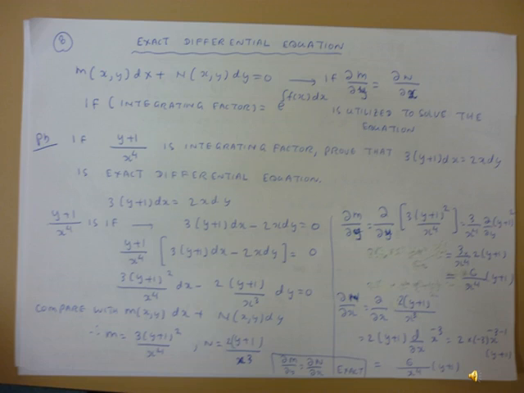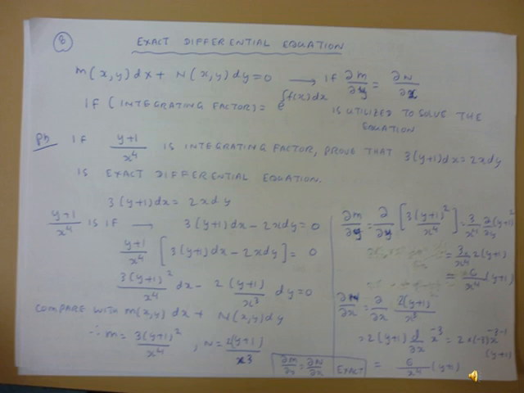In the problem it is given that (y plus 1) divided by x power 4 is the integrating factor. So we have to transpose the equation: (3y plus 1) dx minus 2x dy equal to 0. That equation is multiplied with the integrating factor (y plus 1) divided by x power 4. So we write (y plus 1) divided by x power 4 multiplied by (3y plus 1) dx minus 2x dy equal to 0.